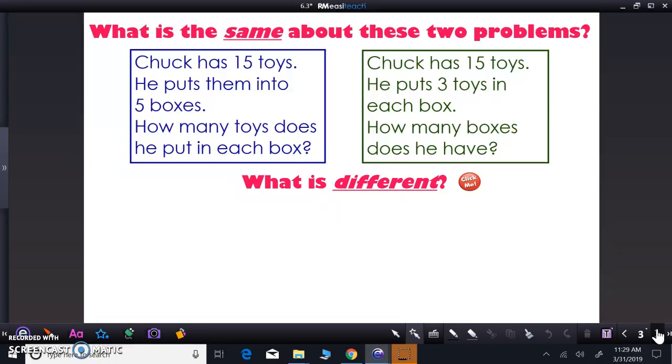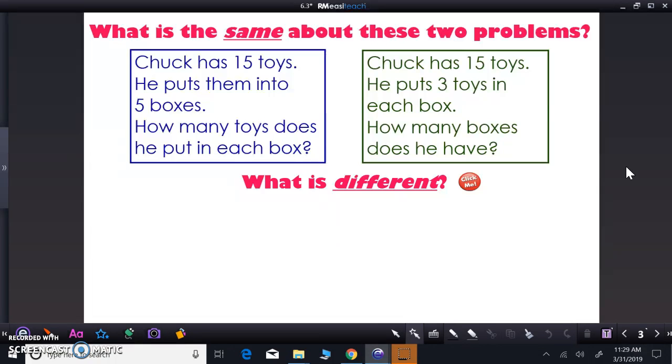Chuck has 15 toys. He puts them into 5 boxes. How many toys does he put in each box? Chuck has 15 toys. He puts 3 toys in each box. How many boxes does he have?